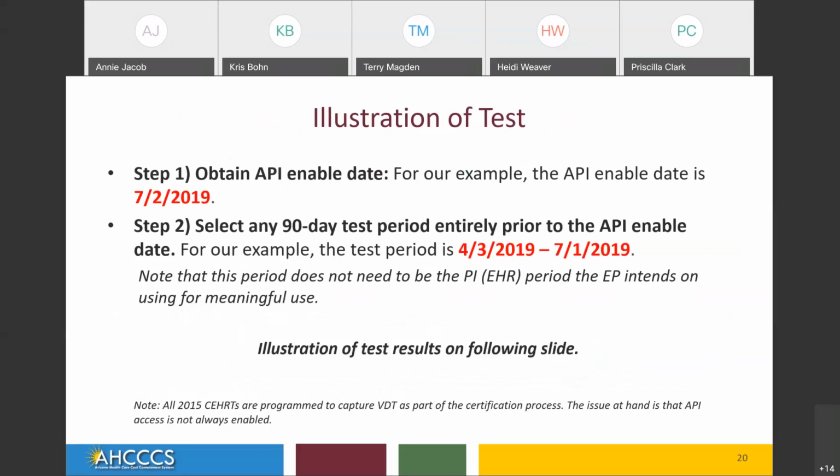So let's walk through an illustration of the test. Step 1, you obtain the API enable date. For our example, the API enable date is July 2nd, 2019. You may need to reach out to the vendor to receive that date. Step 2, you select any 90-day test period entirely prior to the API enable date. For our example, the test period is April 3rd, 2019 through July 1st, 2019, which is before the API enable date of July 2nd. Note that this period does not need to be the PI period the EP intends on using for meaningful use.